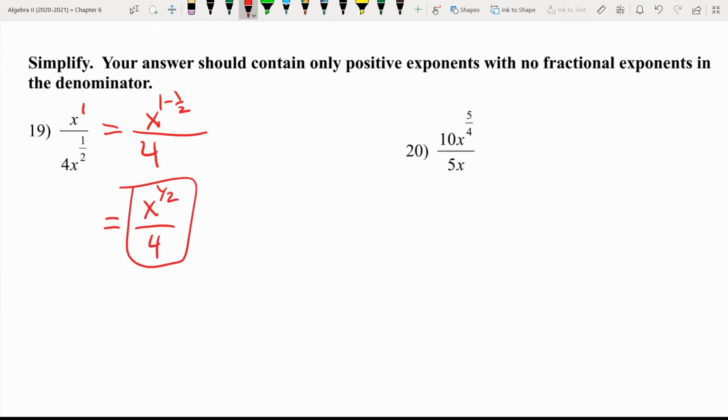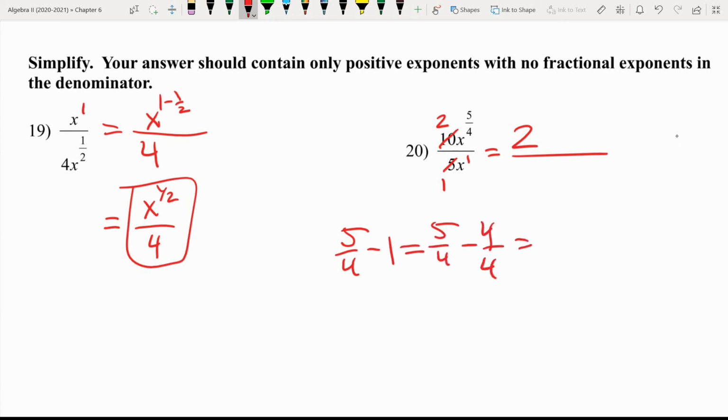And that's it. This other one, kind of similar process. You can cancel out these. This is just going to be 1 and a 2. So I'm going to have just 2 left on top. And I have an x to the first at the bottom. So I'm doing 5/4 minus 1, but that's the same as 5/4 minus 4/4, which is just 1/4. So all I have left then is just x to the 1/4. And there's nothing left on the bottom. That's it. Your answer is just 2x to the 1/4.